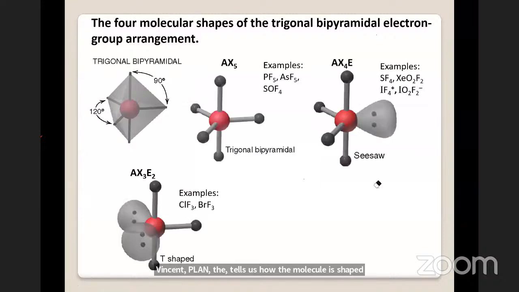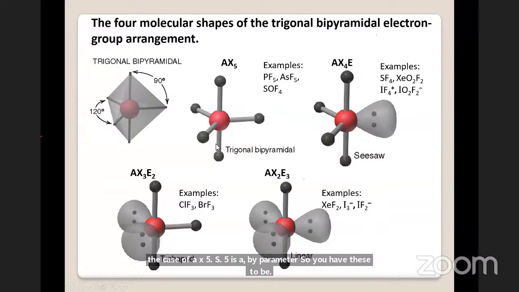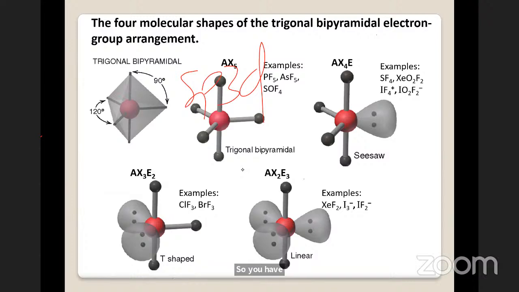Now, in the case of AX5, AX5 is a trigonal bipyramidal shape. So you have this as your trigonal bipyramidal shape. It's an sp3d hybridization. So you have a trigonal system. I have used phosphorus to explain that before. So you have that system.